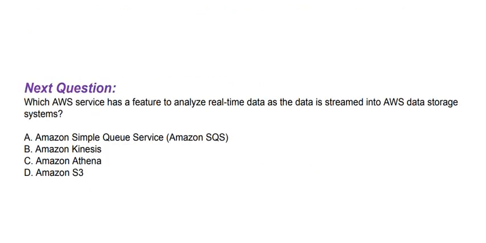Next question is: which AWS service has a feature to analyze real-time data as the data is streamed into AWS data storage systems? Option A: Amazon Simple Queue Service. Option B: Amazon Nessus. Option C: Amazon Athena. And option D: Amazon S3. The correct answer is option B.